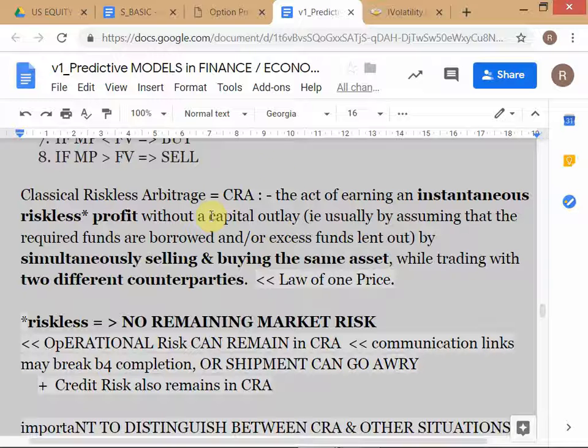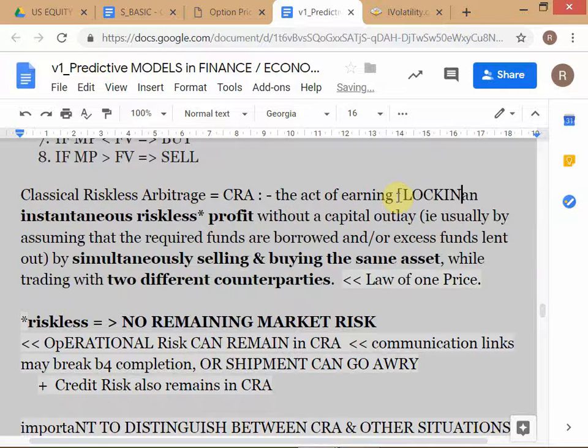So it is not CRA, because CRA means instantaneous riskless earning, or let's say locking in. Maybe earning, better to use locking in. You understand what is meant by locking in? Yes. Okay, so some people don't understand.